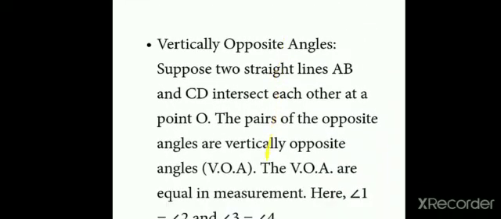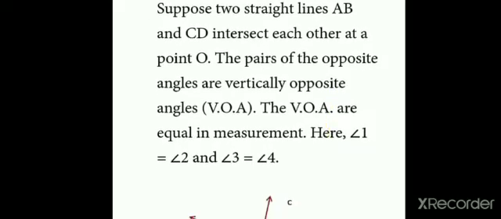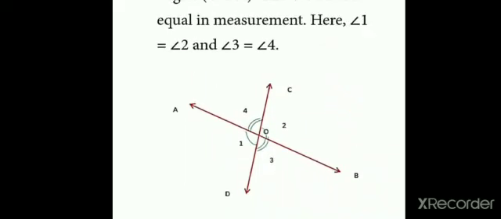Now let us study what vertically opposite angles are. Suppose two straight lines AB and CD intersect each other at the point O. The pairs of opposite angles formed are vertically opposite. So they are called vertically opposite angles.